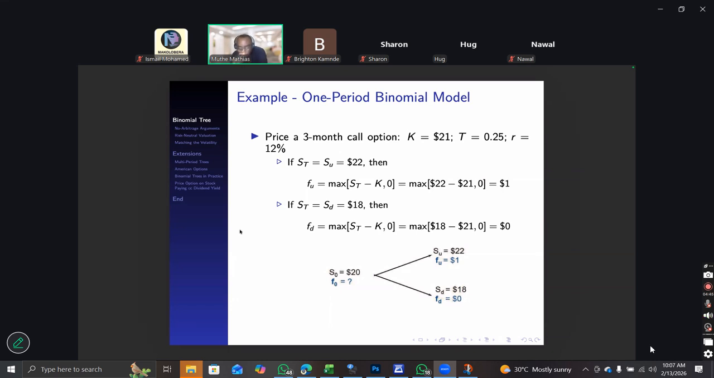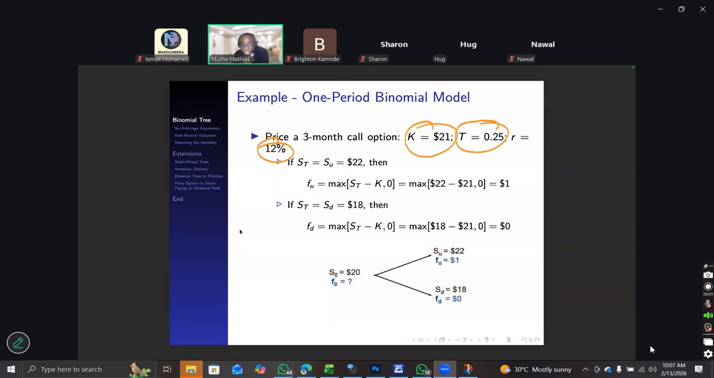So let us use this example here. Let's say you have the strike price, which is this one here, is 21, and then you have the time period, which is 0.25. And then, of course, you have the rate of interest. So the rate of interest, let's say, is actually 12.